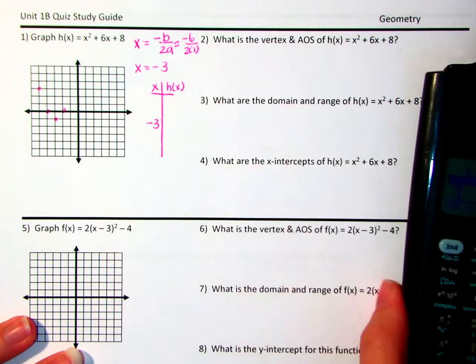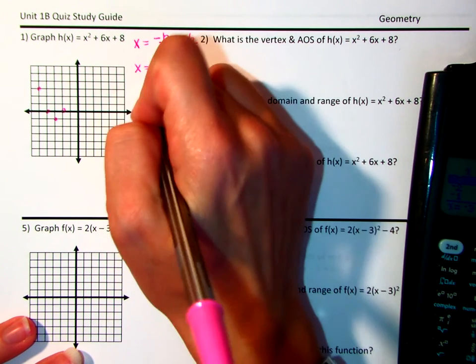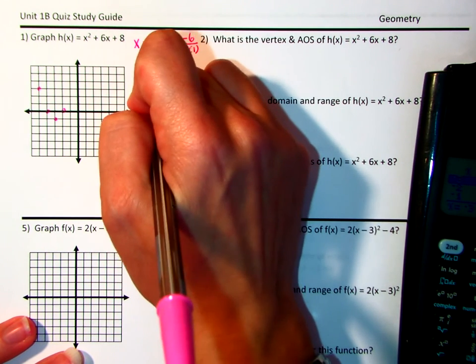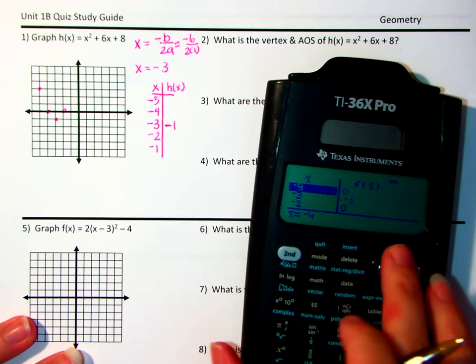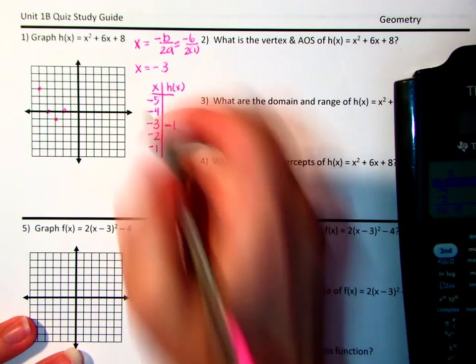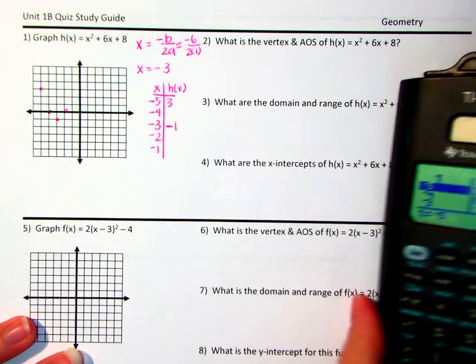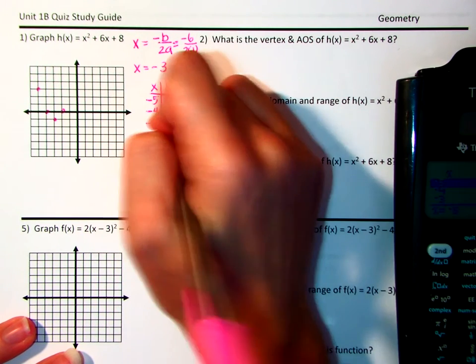And so we see when x is negative 3, y is negative 1. And remember, we're going to go 2 numbers to the left and to the right of this. So then we can look and say, okay, well, on negative 5, we should have gotten a 3. And then at negative 4, we should have gotten a 0.